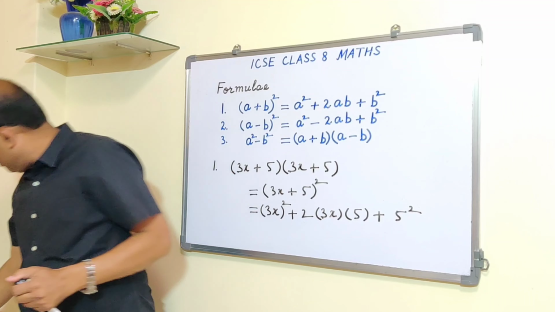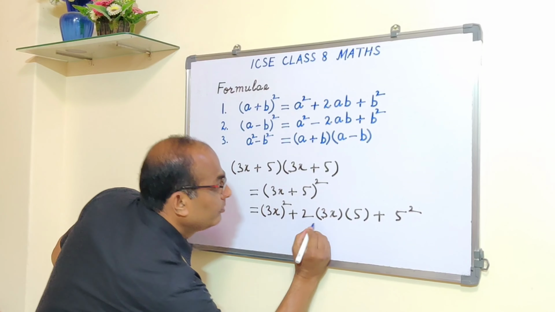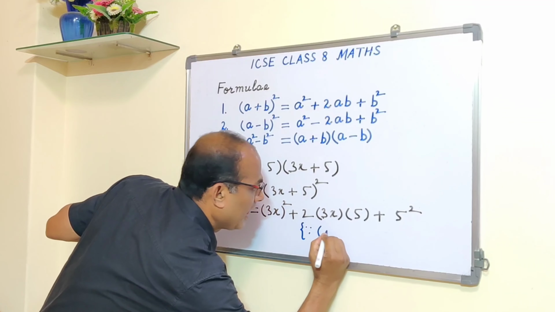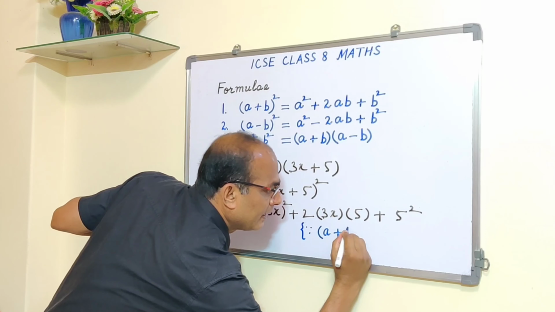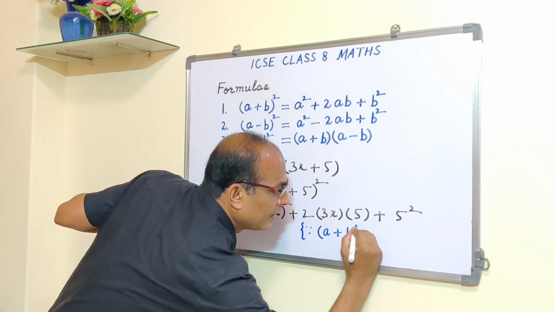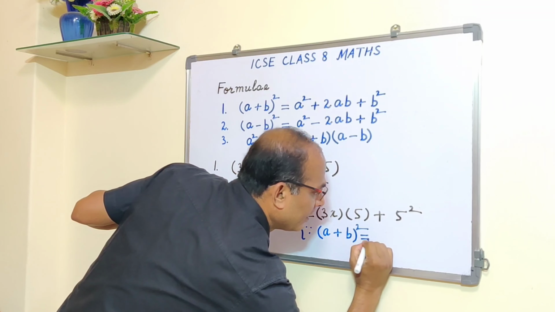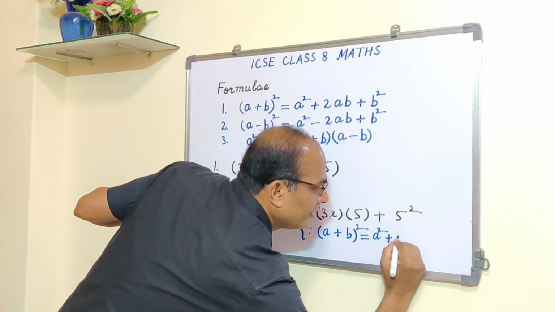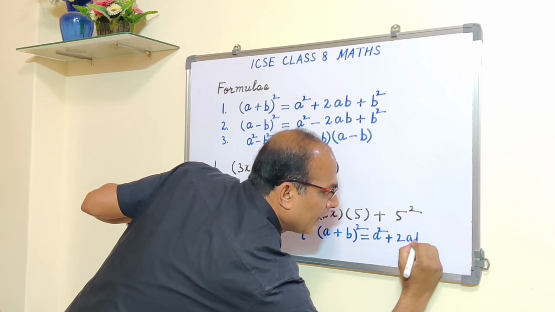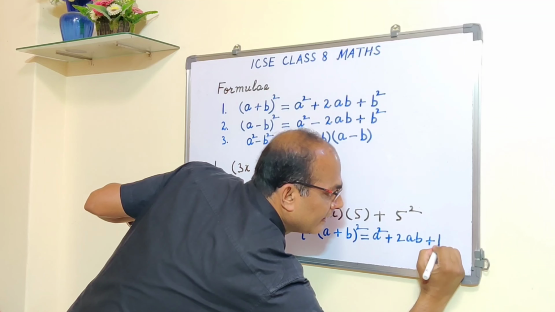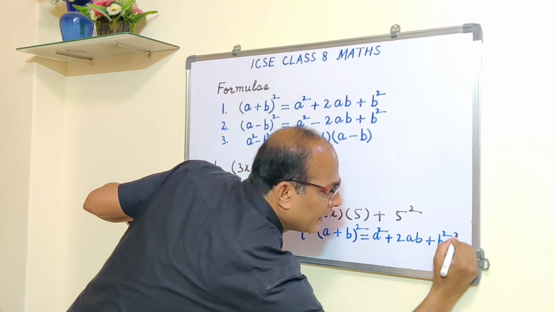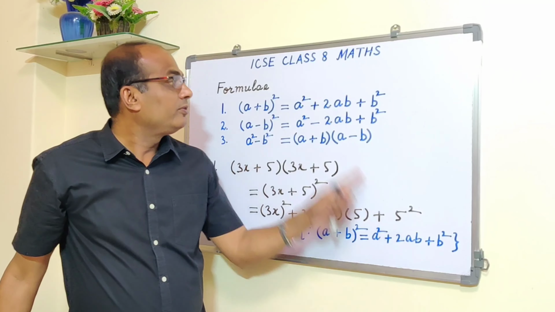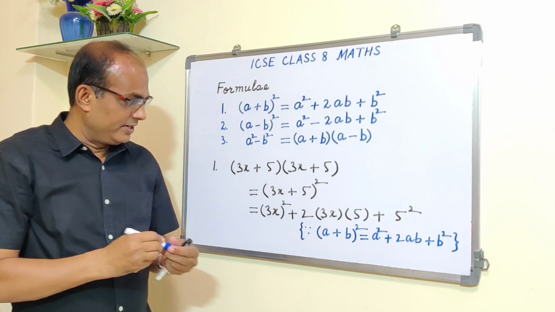The formula we are using, we'll mention here. Since a plus b whole square is equal to a square plus 2ab plus b square. This formula we are using, that I have written down.